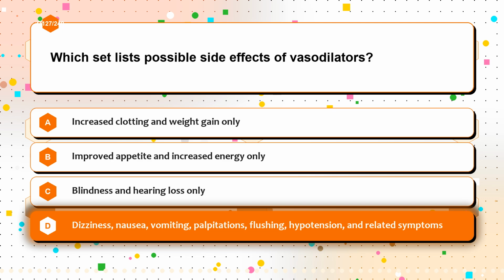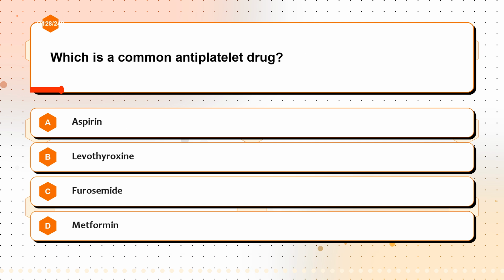The correct answer is option D, dizziness, nausea, vomiting, palpitations, flushing, hypotension, and related symptoms. Question 128. Which is a common antiplatelet drug? Here are the options. Option A, aspirin. Option B, levothyroxine. Option C, furosemide. Option D, metformin.